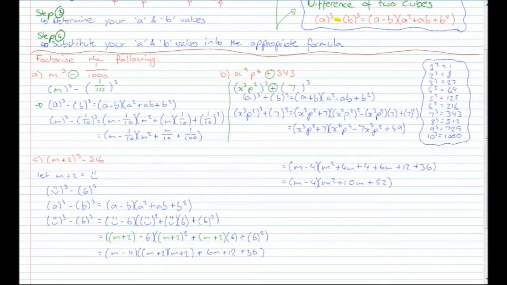That's going to stay the same in the first bracket, but when we square x cubed you get x to the power of 6, and when we square p to the power of 2 you get p to the power of 4. 7 times x cubed p squared, well that's going to get you 7x cubed p squared, and 7 squared is 49.